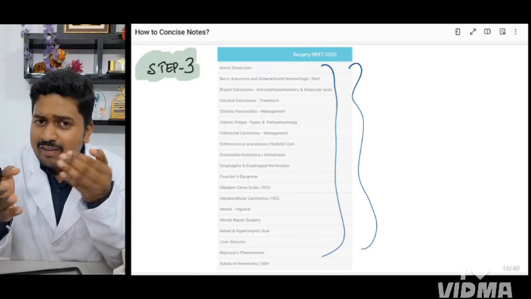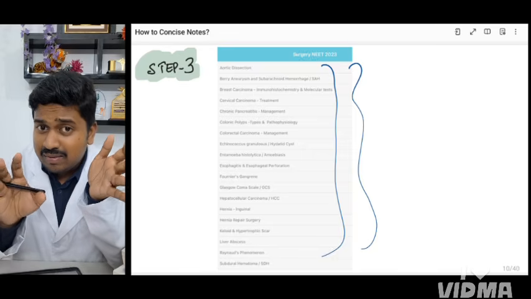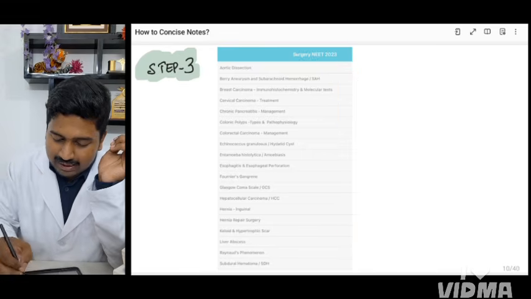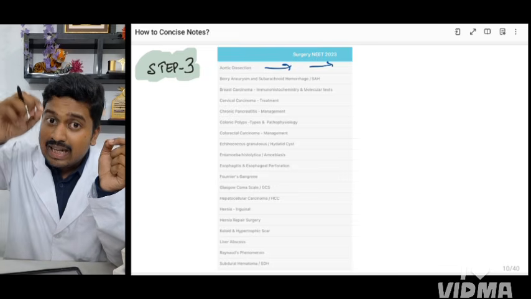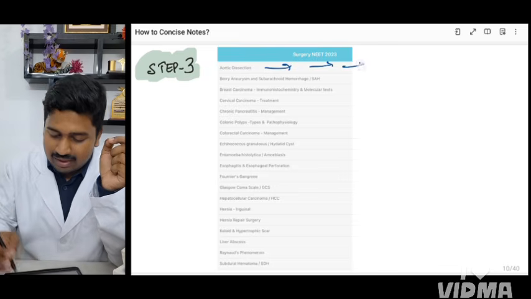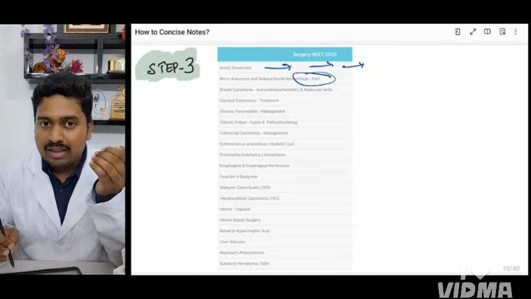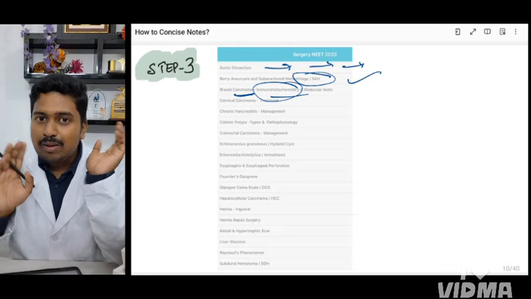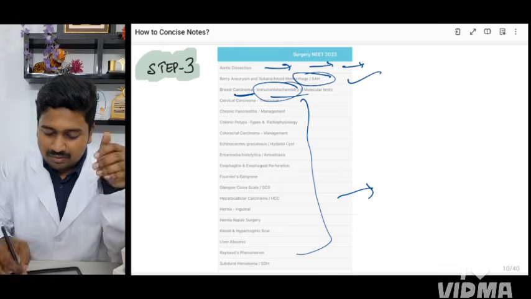Now your job is, if you go through the last 5 years NEET PG papers, it will hardly take you 5 to 10 minutes to mark these topics in your notes. Basically, aortic dissection under arterial disorders, I'll make sure I highlight that specific topic in my notes. Similarly, berry aneurysm and SAH under trauma, I'll mark it. Similarly, breast carcinoma, immunohistochemistry only, I'll mark it, because I'll tell you what is the use of this. Similarly, I'll mark all these topics which were asked in 2023 NEET.